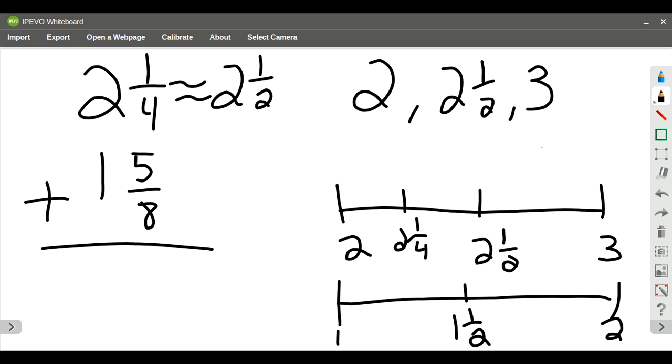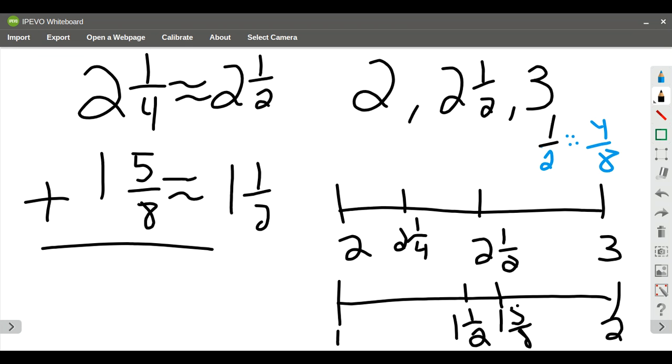And when I look at my 1/2, I'm going to go to blue so you can see, 1/2 is equal to 4/8. So 5/8 actually is going to be right in here. So it's really close to 1 and 1/2. So I'm going to round this to 1 and 1/2.